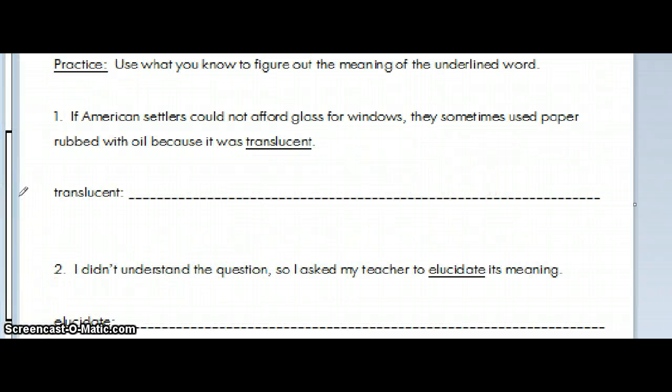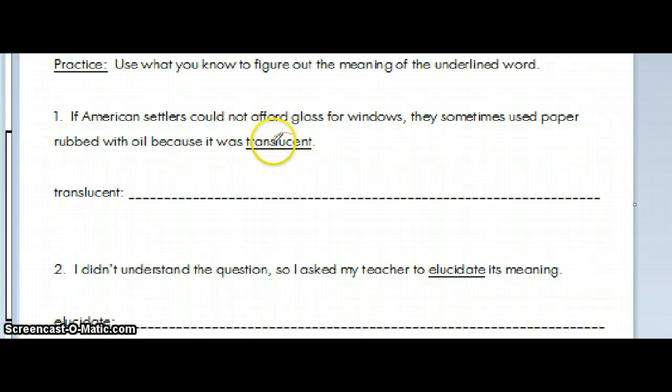So here I have a couple of practice questions. They're going to test and see if I can use my knowledge of this root to figure out new words. The practice says, use what you know to figure out the meaning of the underlined word. Well, it sounds like something I can do. Number 1. If American settlers could not afford glass for windows, they sometimes used paper rubbed with oil because it was translucent. Well, right away I see here's this new word that I don't know.